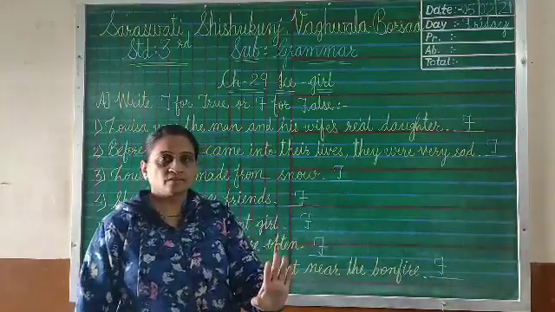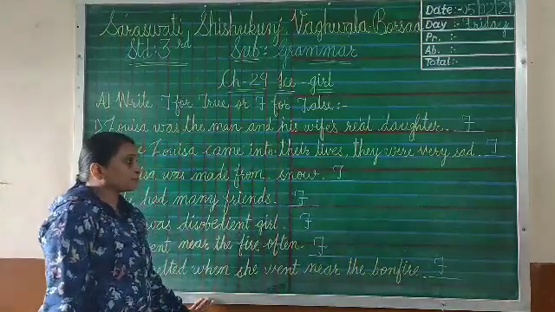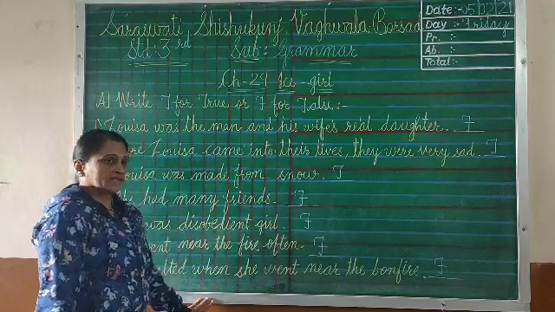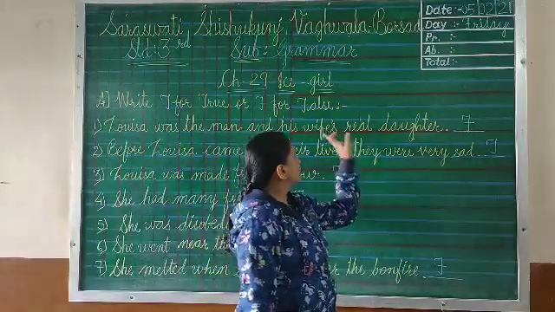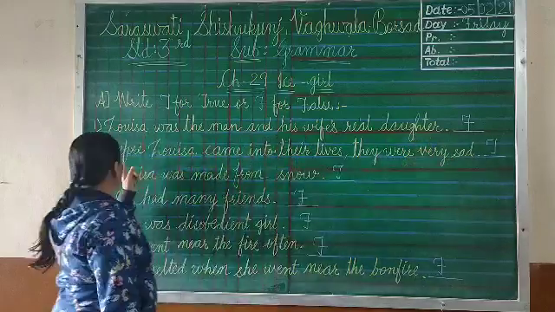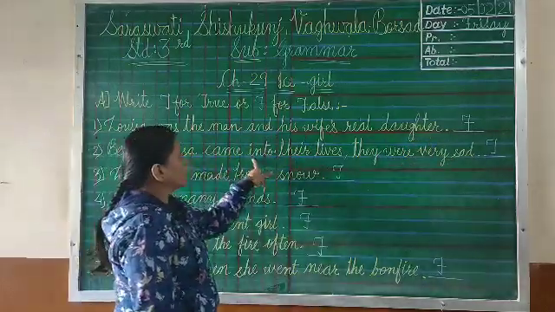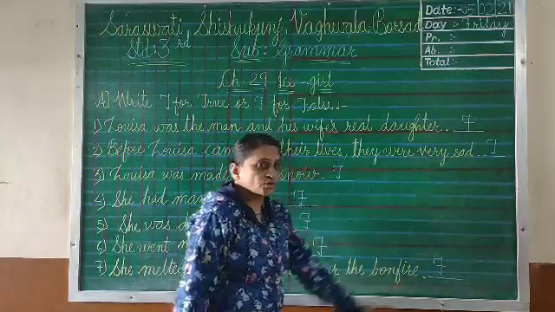False, you can write. Okay, no problem. So this way you have to complete this exercise in your textbook. Once again, Louisa was a man and his wife's real daughter. So it is false. Number two, before Louisa came into their lives, they were very sad.